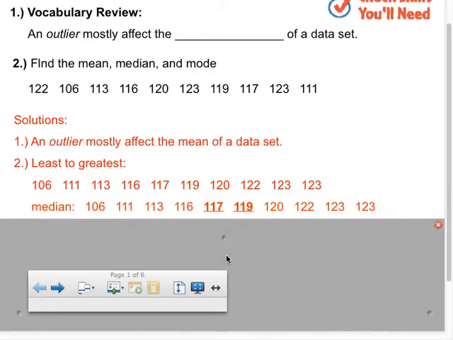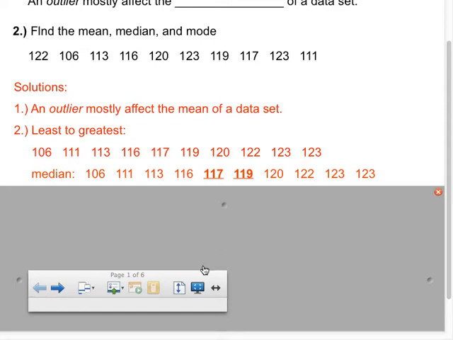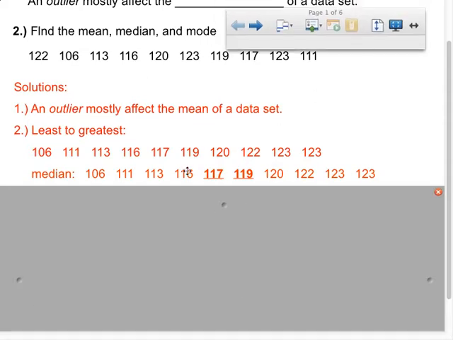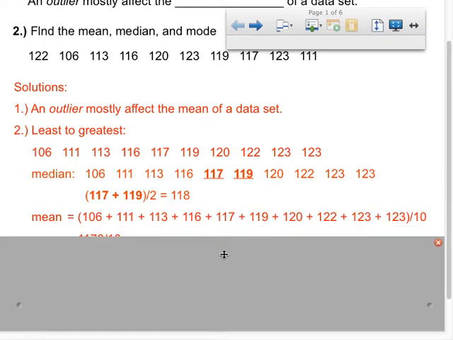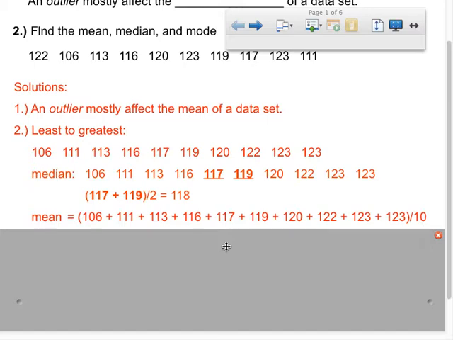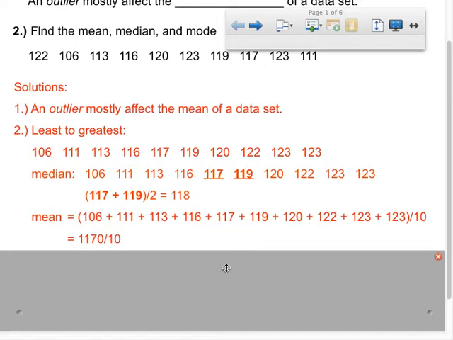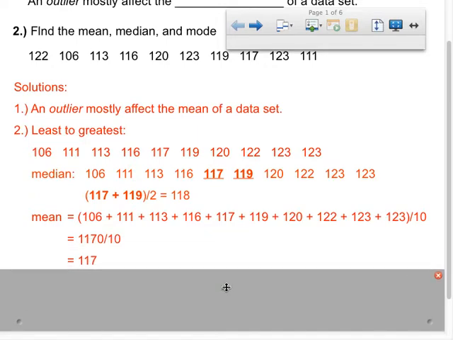118, so you arrange it least to greatest. You saw that there is no middle number, so you had to make a middle number. So 17 and 19, you take the average of those two numbers, add them together, divide by 2, you got 118. Okay, the mean, did anybody calculate the mean? What is it? 116.7. I think I got 117. Is that what you guys got? Yeah. I have some people nodding yes.